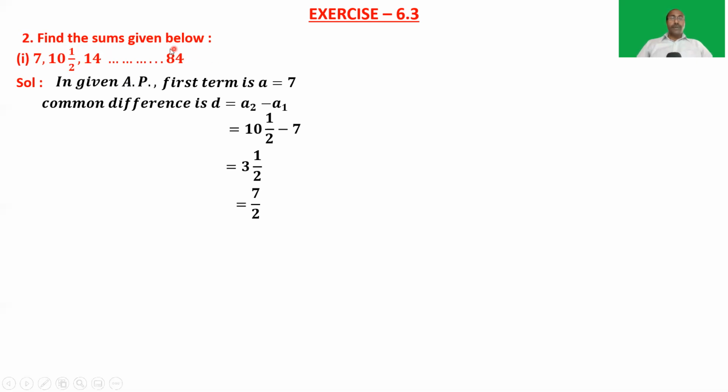But here we don't know the number of terms in this progression. That is, we don't know the value of n. So let us find the number of terms in this progression. Let the number of terms in the given AP be n.